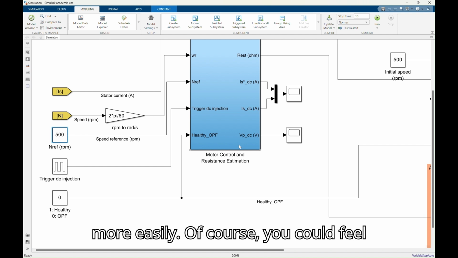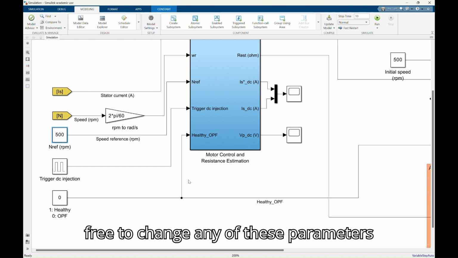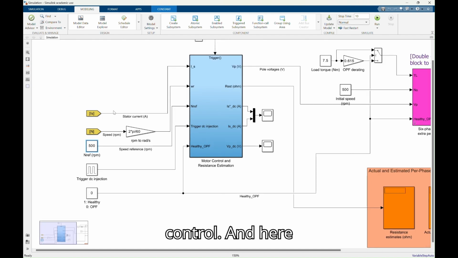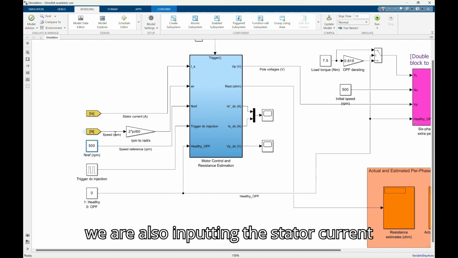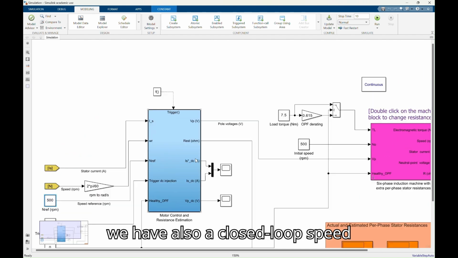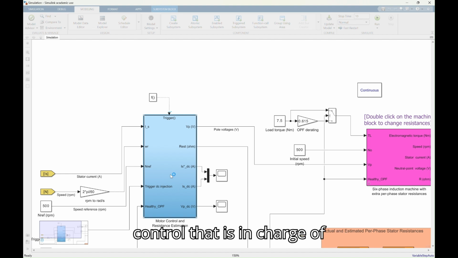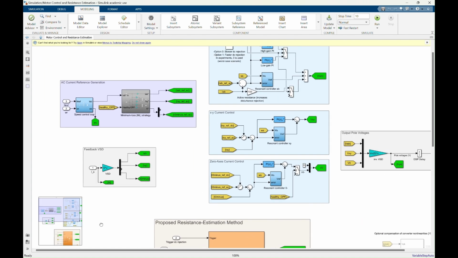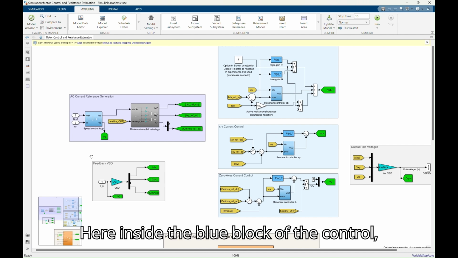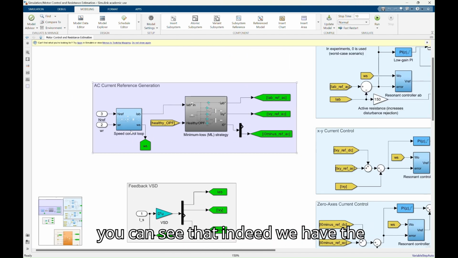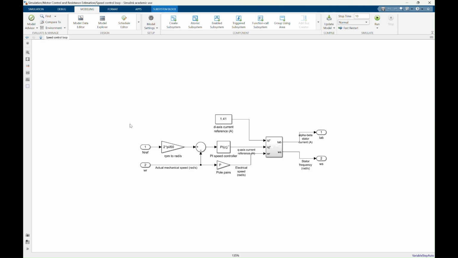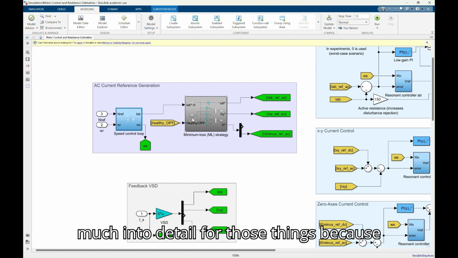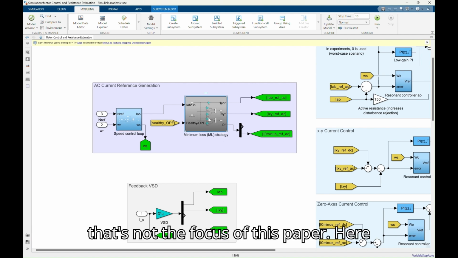Of course, you could feel free to change any of these parameters, and also those of the machine and the control. And here we are also inputting the stator current and the speed to the controller, because we have also a closed loop speed control that is in charge of keeping the speed constant. Okay, so inside the blue block of the control we can see that indeed we have this speed controller, which is a PI speed controller. We are not going much into detail on those things because that's not the focus of this paper.